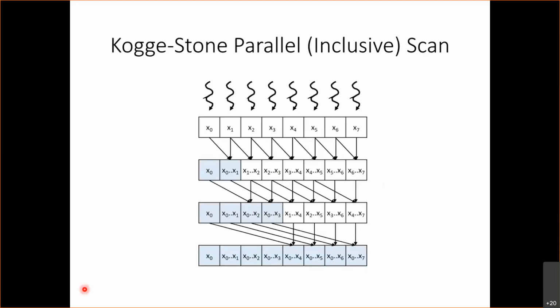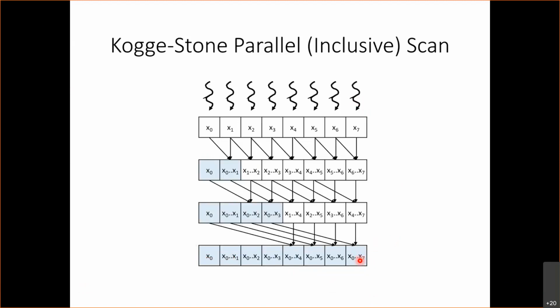Once we are done, the last thread is going to have the sum for all the elements of the thread block. So this last thread is going to need to take this result and store it in the partial sums array, so that when we do a scan of the partial sums array, that value is there.